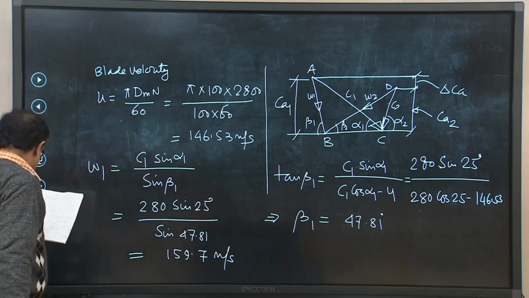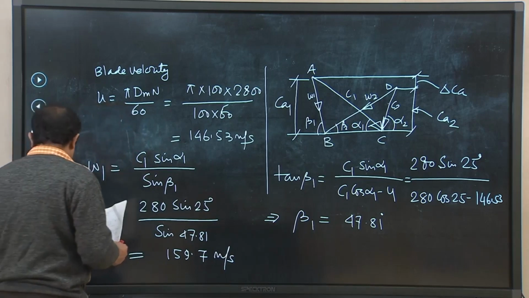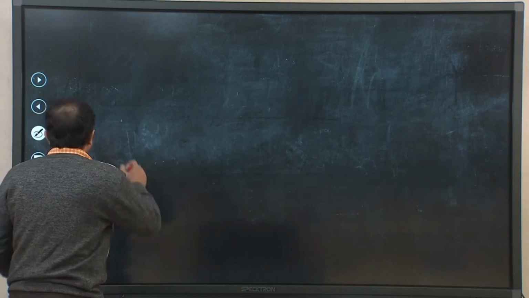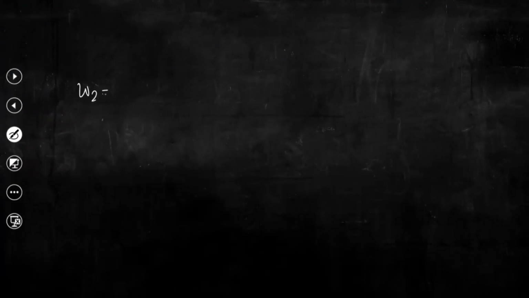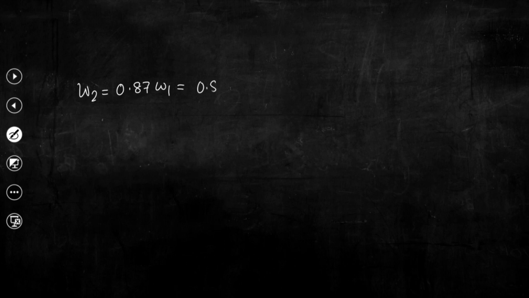So, we have calculated W1, then W2 equal to 0.87 times W1, that is given, right. So, W2 should be 0.87 times 159.7, and that is equal to 138.95 meter per second, right.